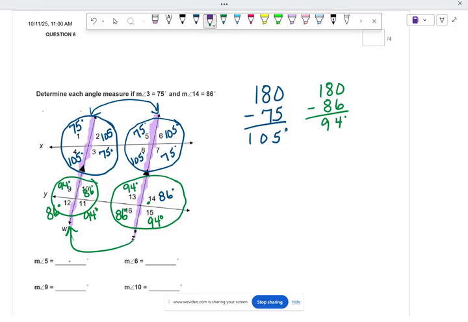The measure of angle 5 would be 75 degrees. The measure of angle 6 would be 105 degrees. The measure of angle 9 would be 94 degrees. And the measure of angle 10 would be 86 degrees.